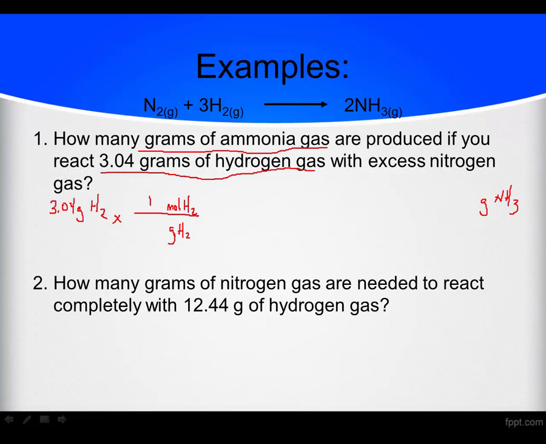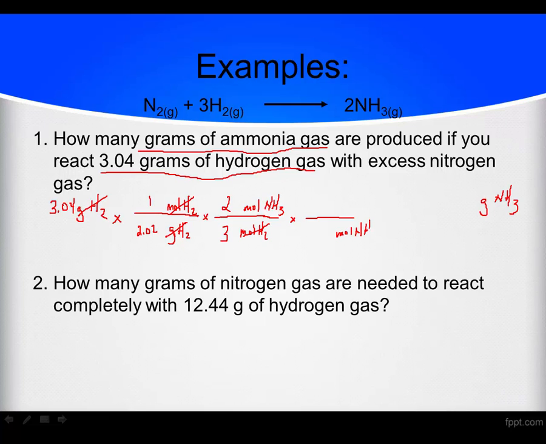Molar mass of hydrogen is 2.02 grams for 1 mole. That takes care of the grams of hydrogen and leaves me with moles of hydrogen. Basically, the second step after having the balanced equation is to convert from moles of one substance to moles of the target substance. Happens to be ammonia. We're going to use the coefficients. So moles of hydrogen should be 3, moles of ammonia should be 2, based on the coefficients. Moles of hydrogen cancel.